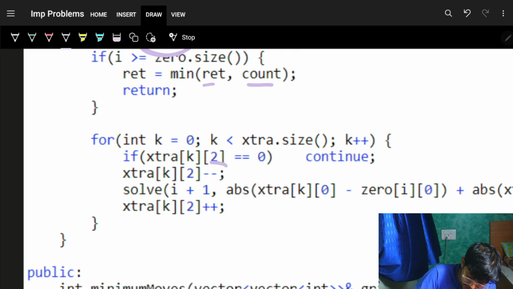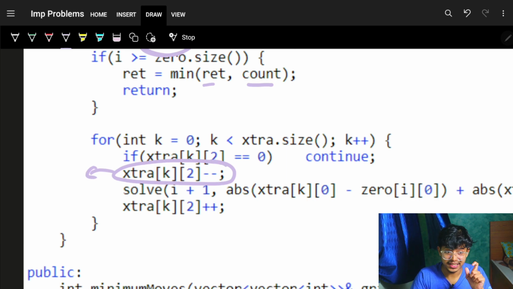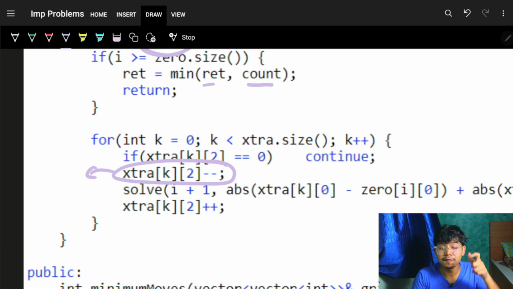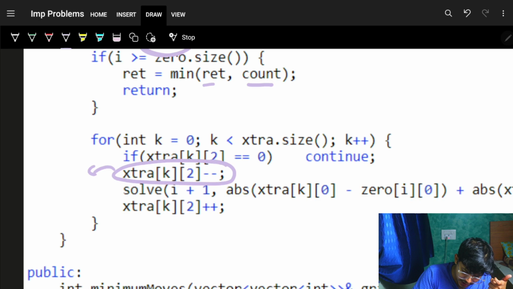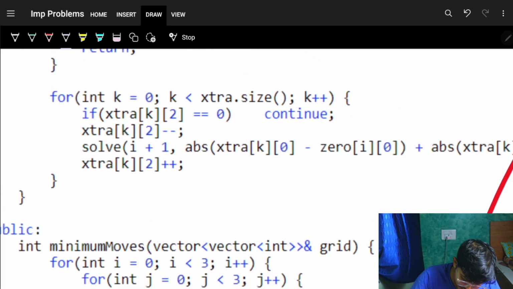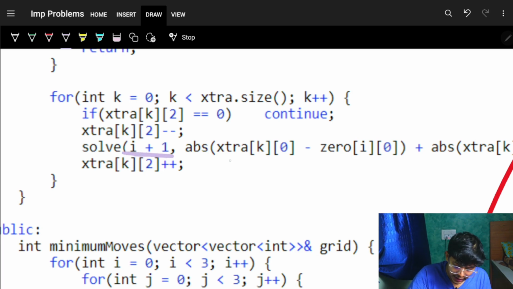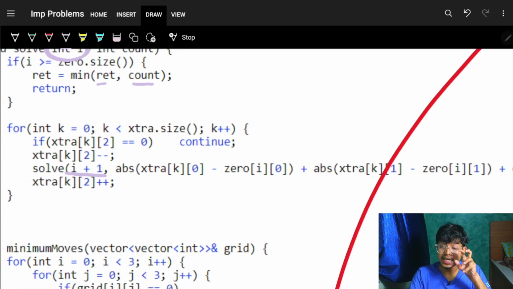If not, then I can use one of the ones. For this particular extra cell, it is storing the number of ones it can deliver. Just simply keep one of the ones, and give one of the ones to the next person, so next I will evaluate for the next 0 cell with the new count.